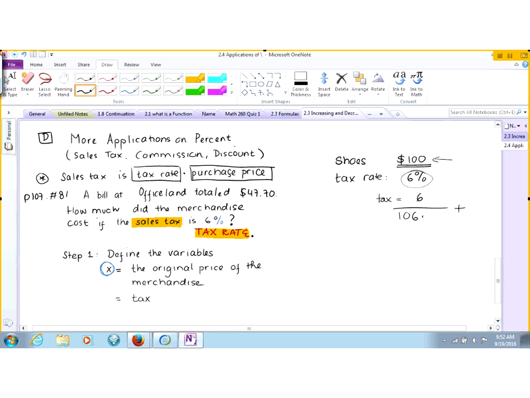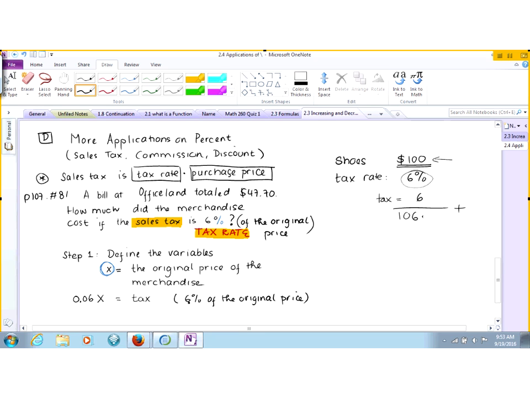Now, the tax rate is 6%. So it's 6% of what? Of the original price, isn't it? So the tax here is 6% of the original price. So how do you write that? In this case, what would you have to write here? 0.06 times X. Yes. So it just says 6% of the original price.